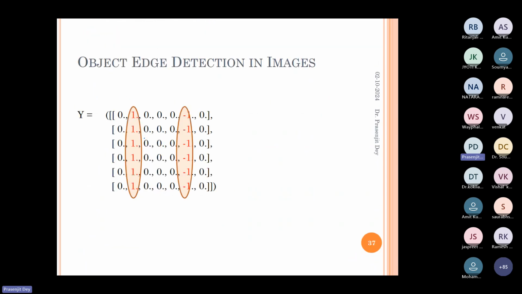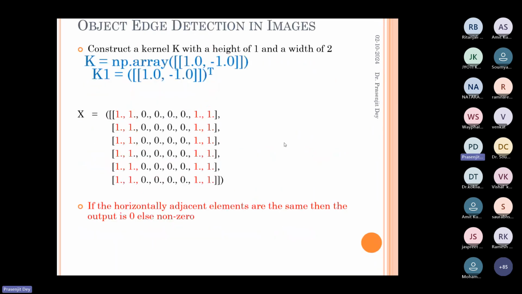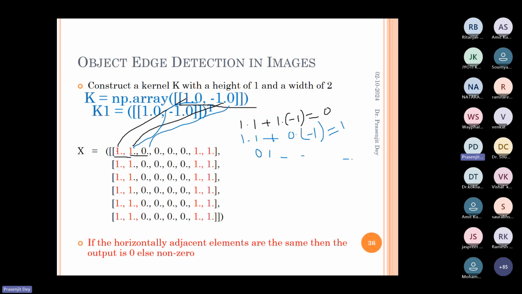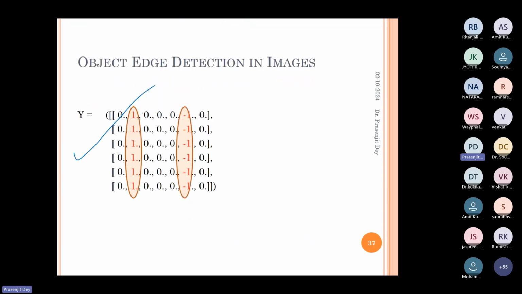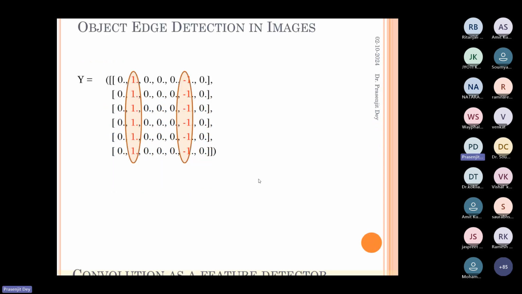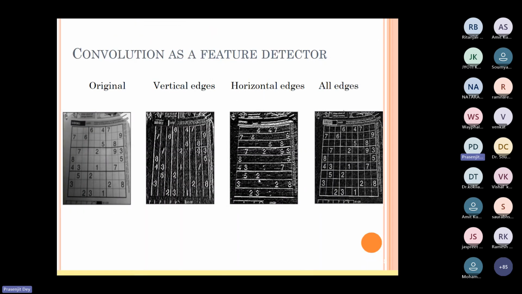If you do this, you will come up with this Y output. So in this way, if you proceed, then you will come up with this matrix. And in this matrix, you can precisely see there is an edge. There is one edge and there is another edge. So this is how we can identify the vertical edges in the image.